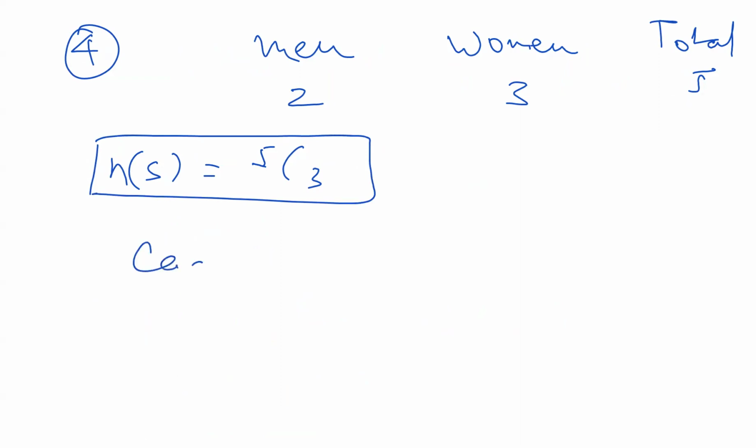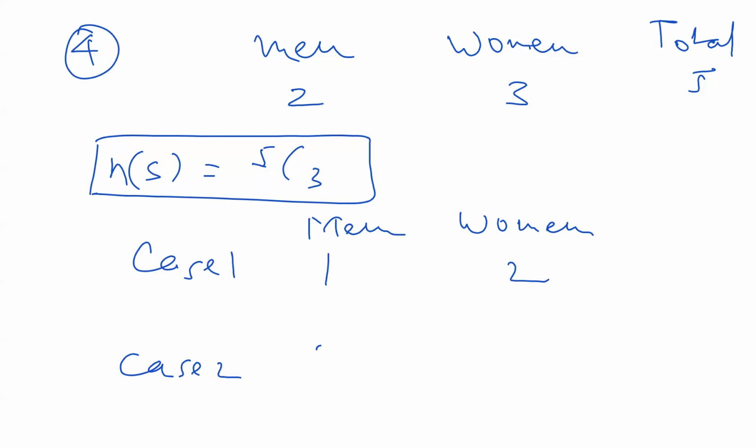So case 1, one man and two women. And case 2, two men and one woman. So one man out of two can be selected in 2C1 ways, and two women out of three can be selected in 3C2 ways.